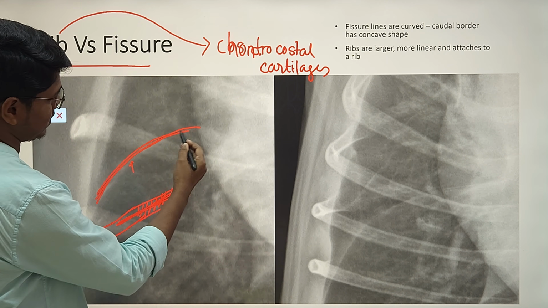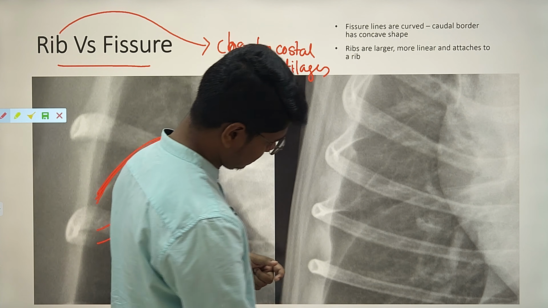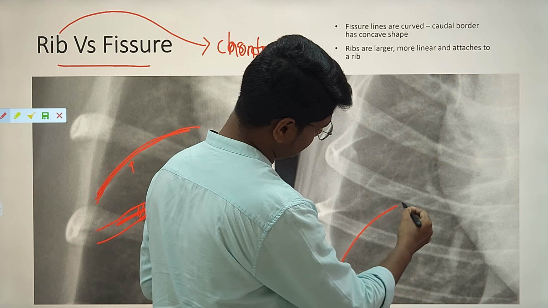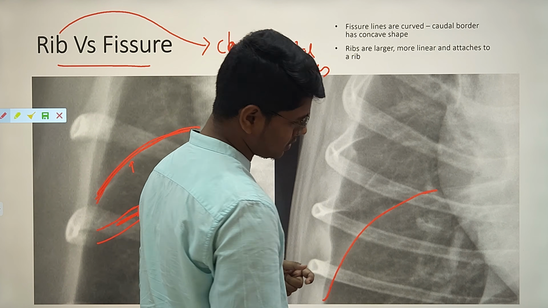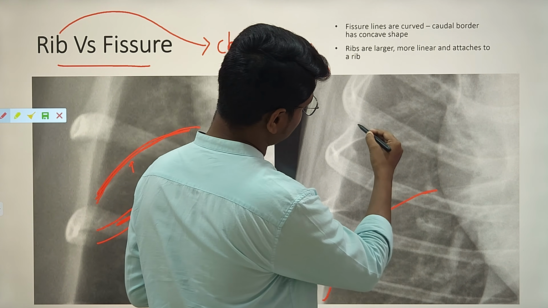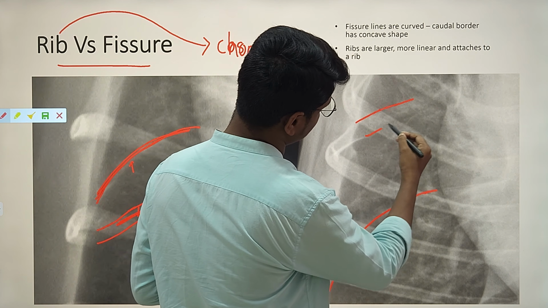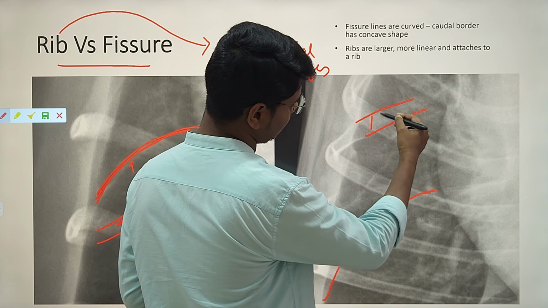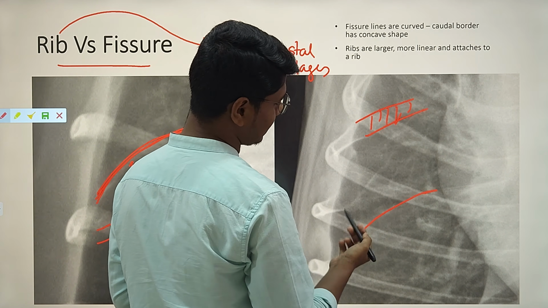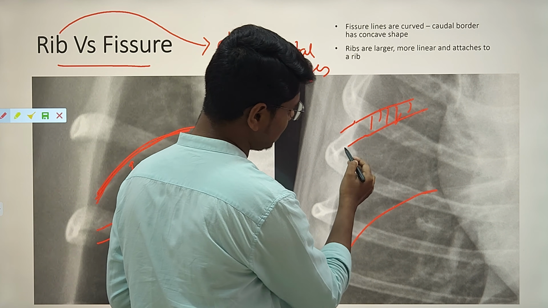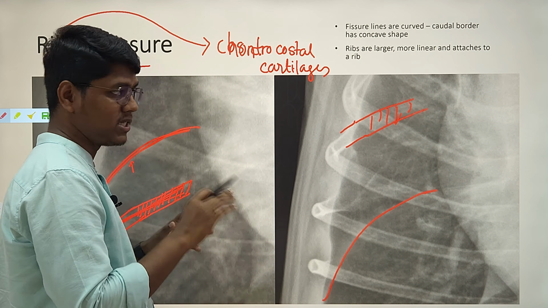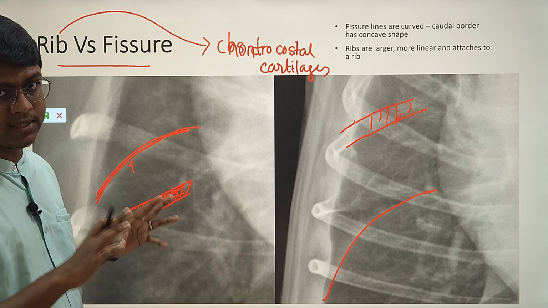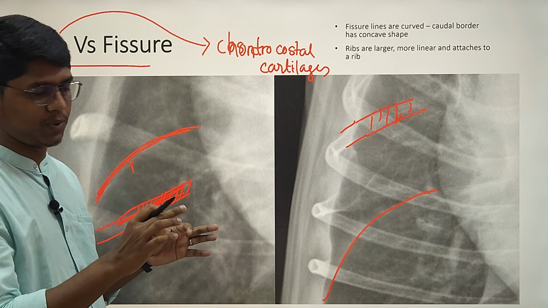Okay, but these fissures will be curved. Like here you see this one. This one is a fissure, which divides the lungs into different lobes, while this one is a cartilage, costal cartilage. This cartilage is usually thicker, and if you track it down, it attaches to a rib. Okay, so this is the basic difference between a fissure and a rib, which you may get confused while evaluating the radiograph for pleural effusion.